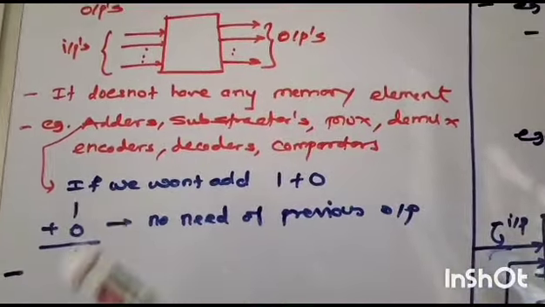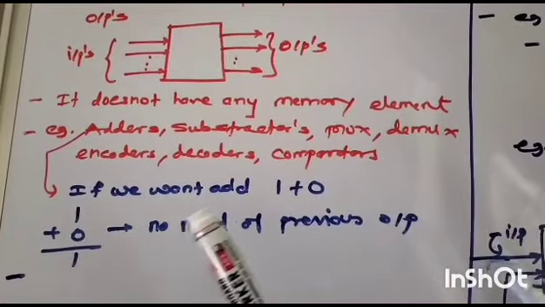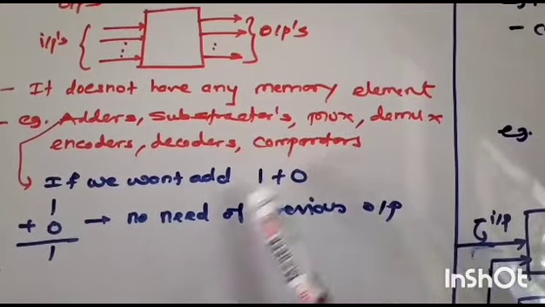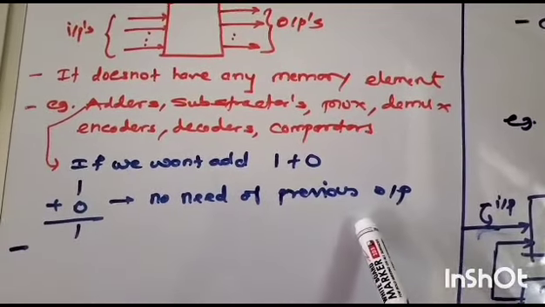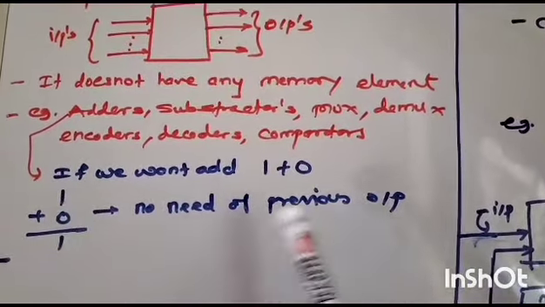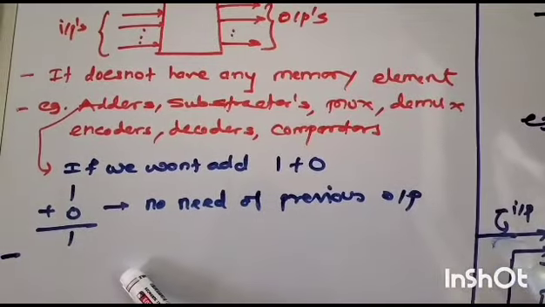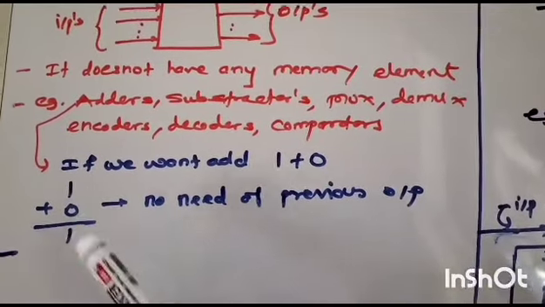We'll see the first example, that is the adder. If you want to add 1 plus 0, you can see 1 plus 0 is equal to 1. There is no need of a previous output. We don't require any previous output to get the output. We only require the two inputs.